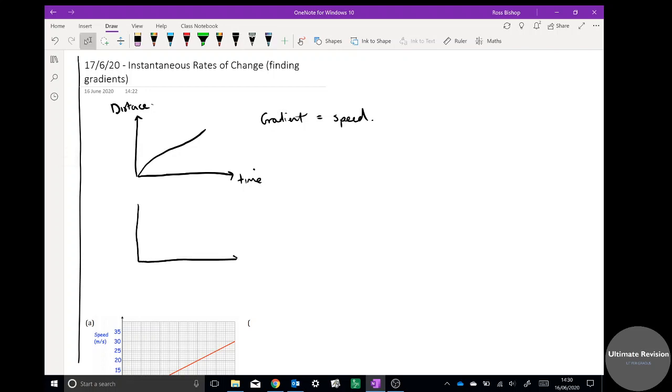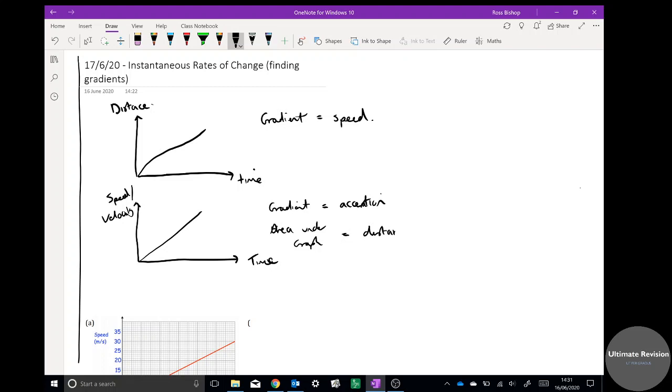We also might have a speed or velocity time graph. Again, could be a straight line, it could be curved. And again, from physics, you might know that the gradient is equal to the acceleration this time, and the area under the graph is equal to distance. So we've got two different graphs there: a distance time graph, and a speed or velocity time graph.